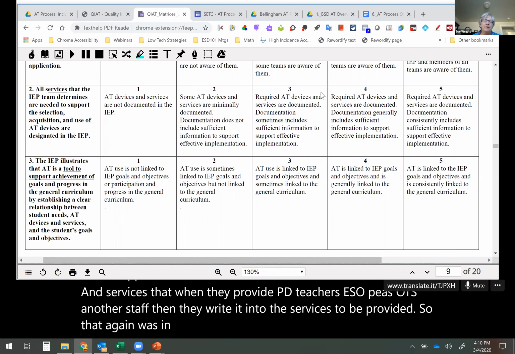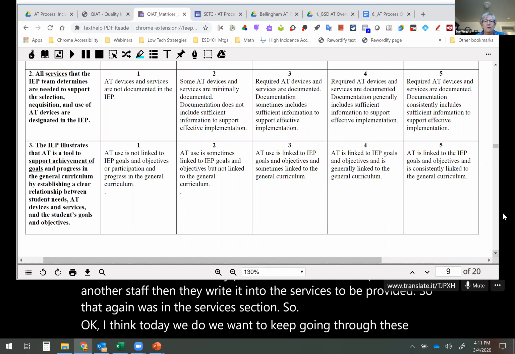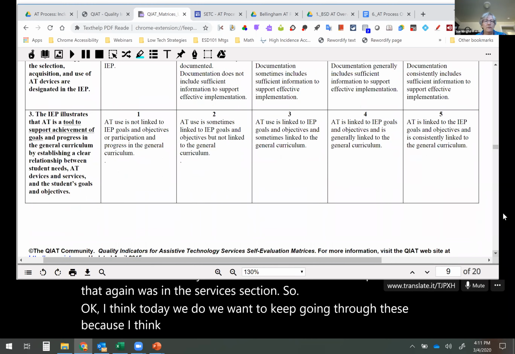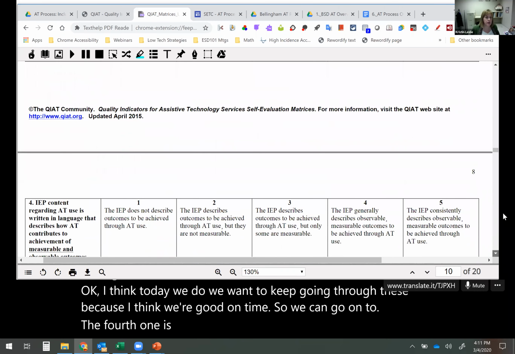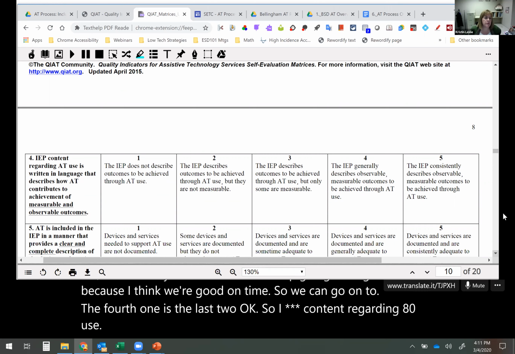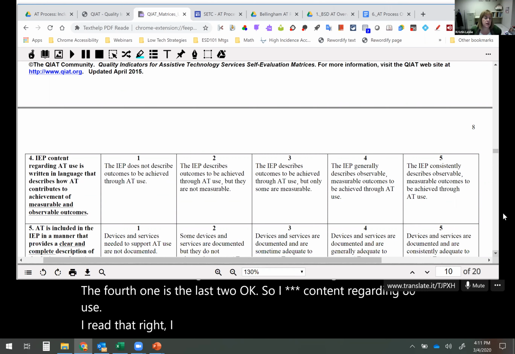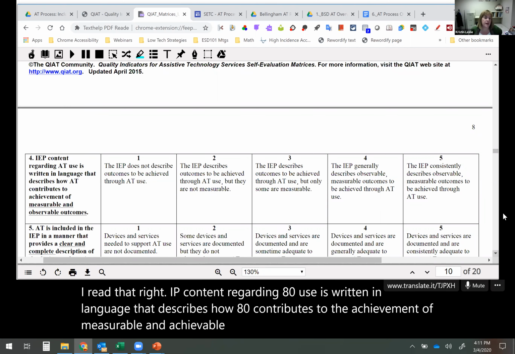So, okay, I think today we want to keep going through these because I think we're good on time, so we can go on to the fourth. Finish the last 2. Okay, so IEP content regarding AT use. Did I read that right? IEP content regarding AT use is written in language that describes how AT contributes to the achievement of measurable and achievable and observable outcomes.